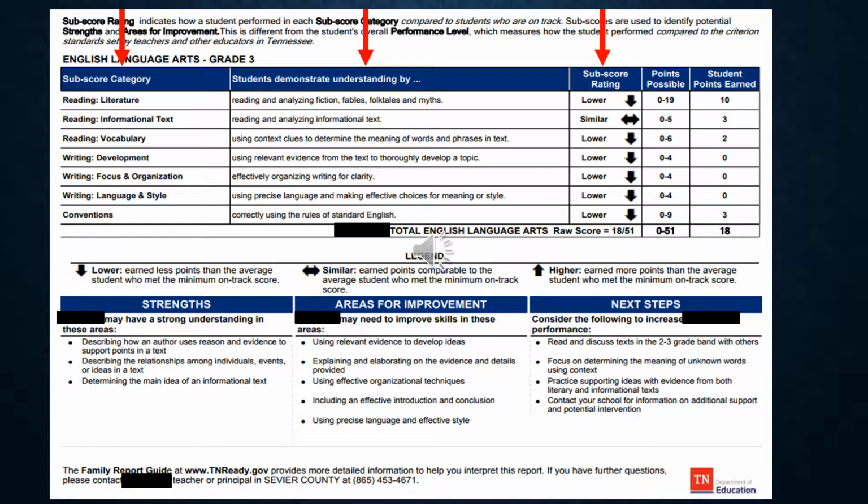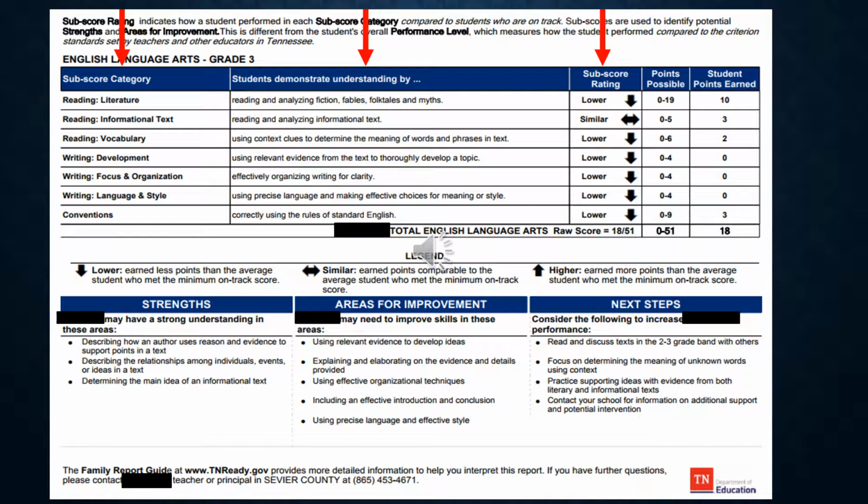The second page of the ISR shows even more detail for this student's ELA test. You can first look at the sub-score category. This shows the reporting categories for ELA in third grade. It also shows what is being assessed for each reporting category. For instance, the reporting category Reading Literature is assessing how students read and analyze fiction, fables, folk tales, and myths.